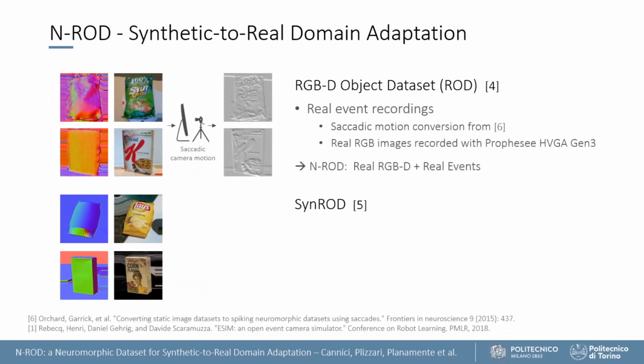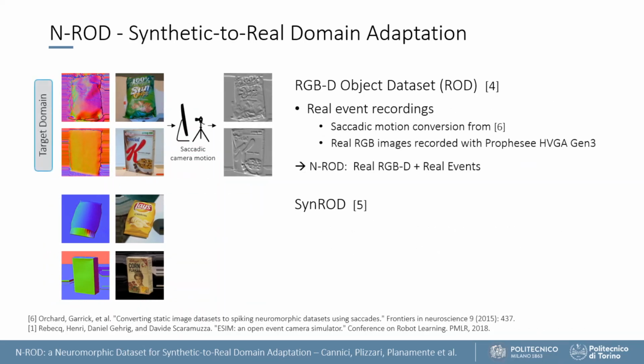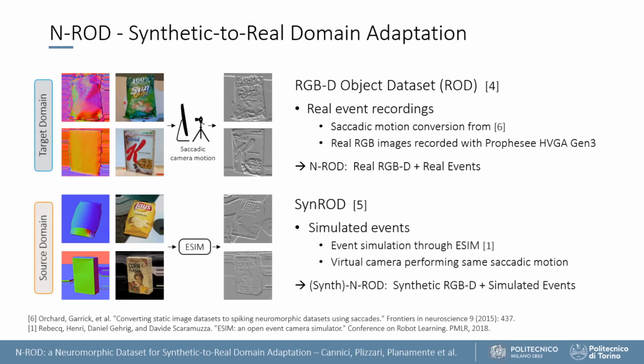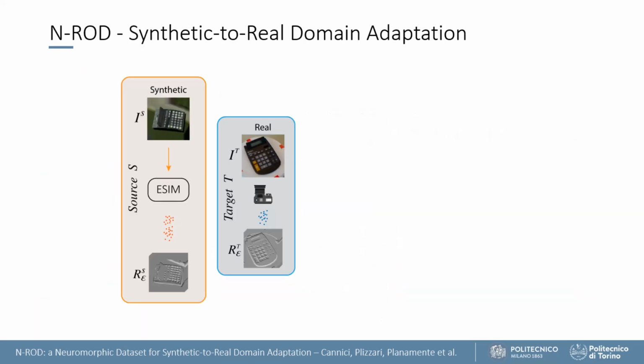We extend the first with event recording by moving an event camera in front of an LCD monitor showing real RGB images. We then use the eSIM simulator to extract events from synthetic renderings by performing the same saccadic motion with the virtual camera. The resulting dataset is the first to enable this double shift analysis, which we propose to tackle with domain adaptation techniques.